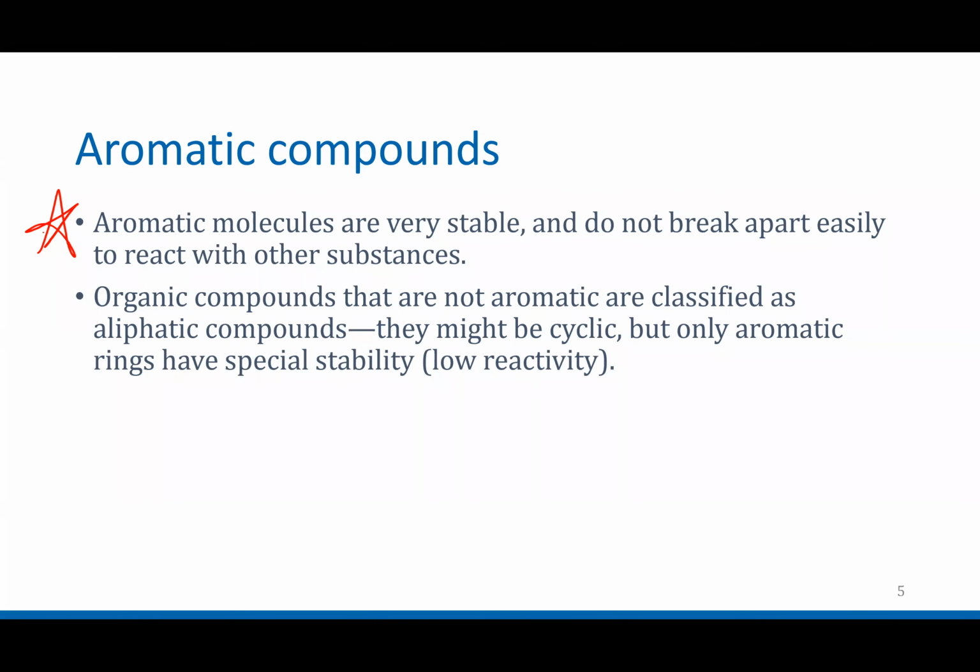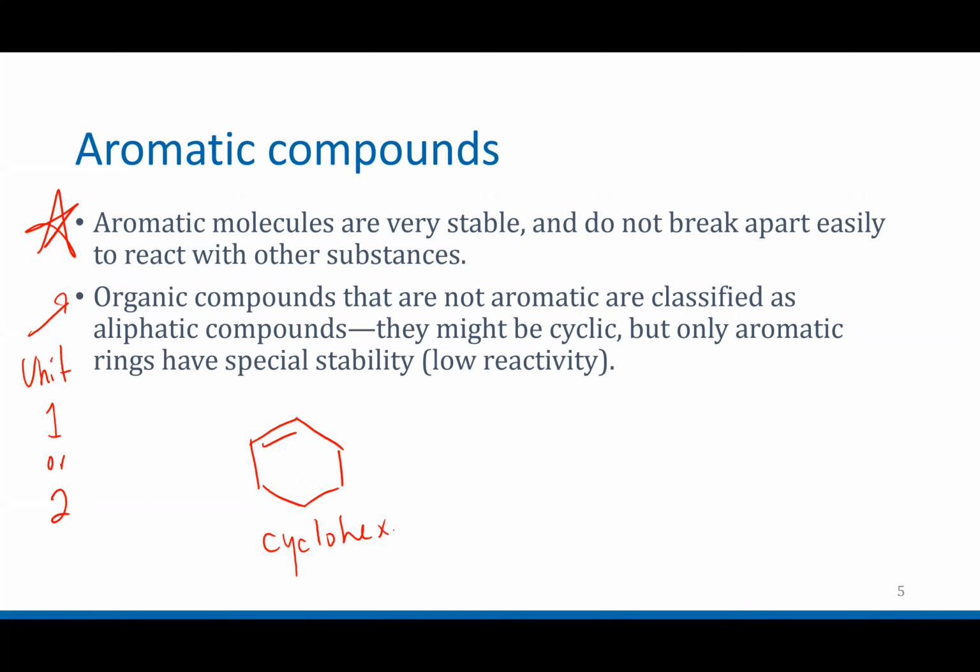You don't really need to know this one here, but we did this in Unit 1, or maybe Unit 2. I don't know if it's 1 or 2. It really doesn't matter. But if they're not aromatic, we call them aliphatic. And they could be cyclic, right? So like this is not aromatic, okay? This is cyclohexene. It's not aromatic. Aromatic has to look like this.